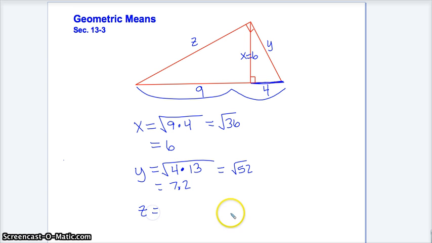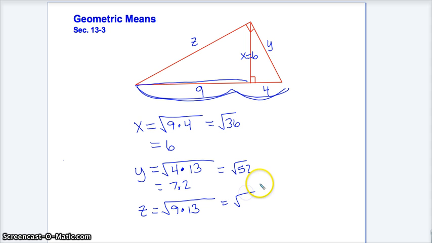Last, to find z, I'm going to use largely the same logic I did for y, except for now, I'll be using the side attached to z, which is 9. This will be the square root of 9 times the whole hypotenuse, 13. The square root of 9 times 13, 117. And now the square root of 117 is about 10.8. I have now successfully found all of my missing lengths.